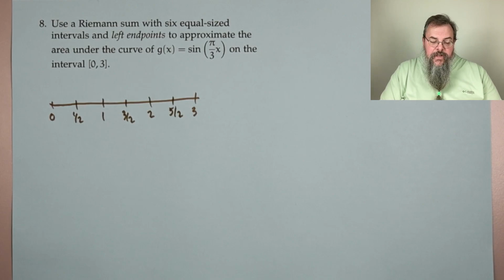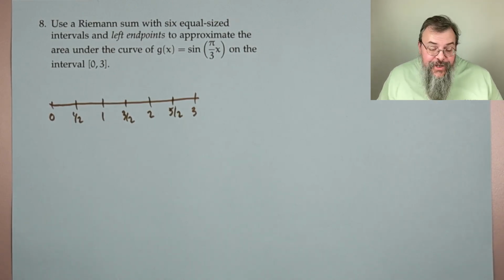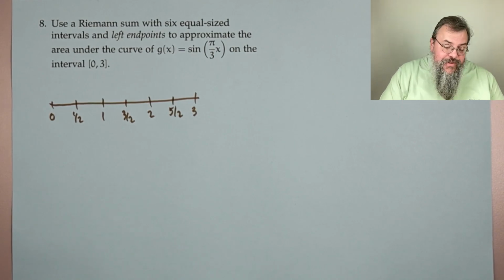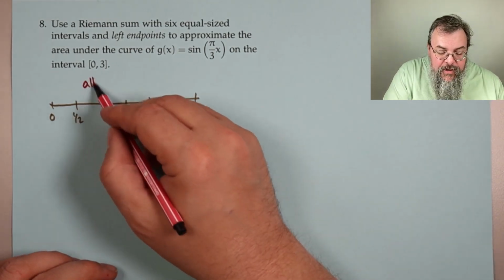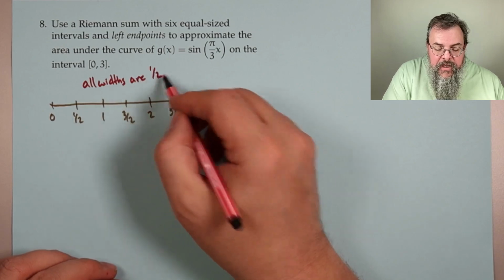All right. And so this is going to be a little bit bigger than our previous sums because we're going to have 6 terms. 6 terms! All right, so all our widths are 1/2. We're going to make a note of that.